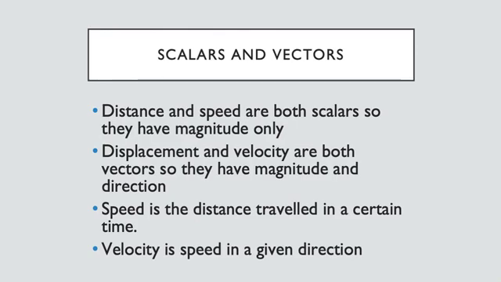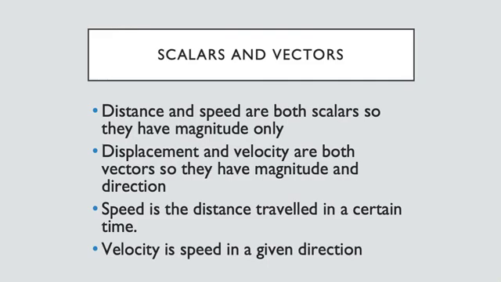Whereas displacement and velocity are both vectors. They have a size, a magnitude, but they also have a direction. So if I said that I've got a displacement of 50 centimeters, I need to say that that's 50 centimeters up or 50 centimeters north, or whatever it might be. Same with velocity. I need to describe that the velocity is, say, 20 meters per second to the east, or 20 meters per second straight down. I've got to have a size, a magnitude, and I've got to have a direction.